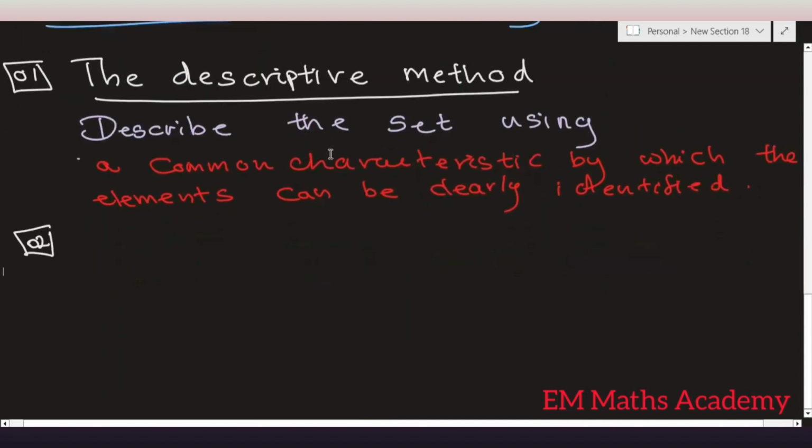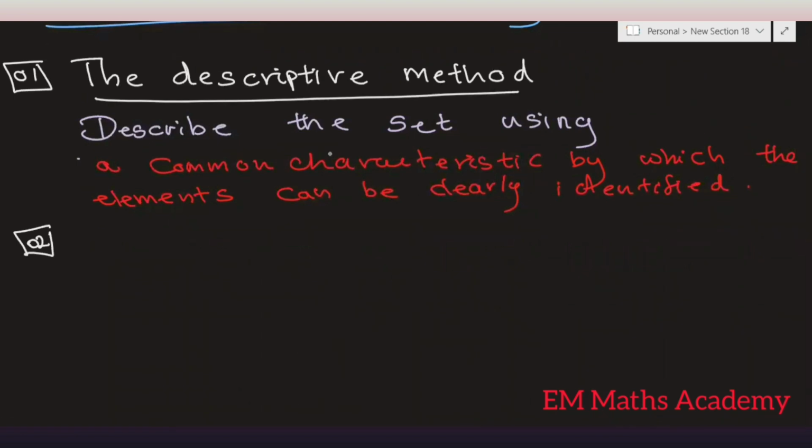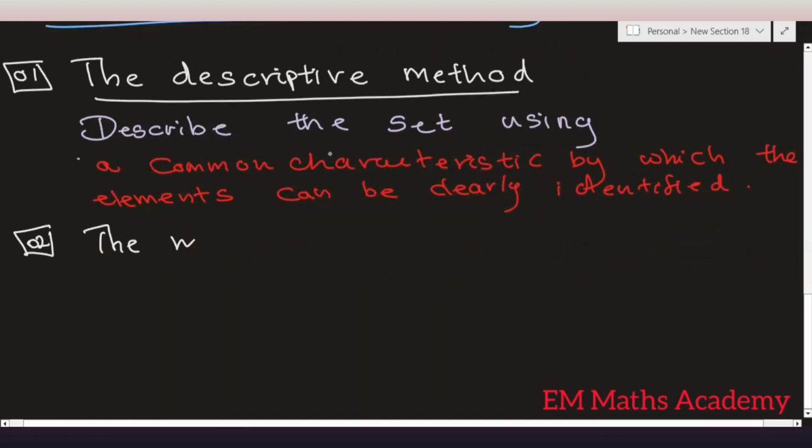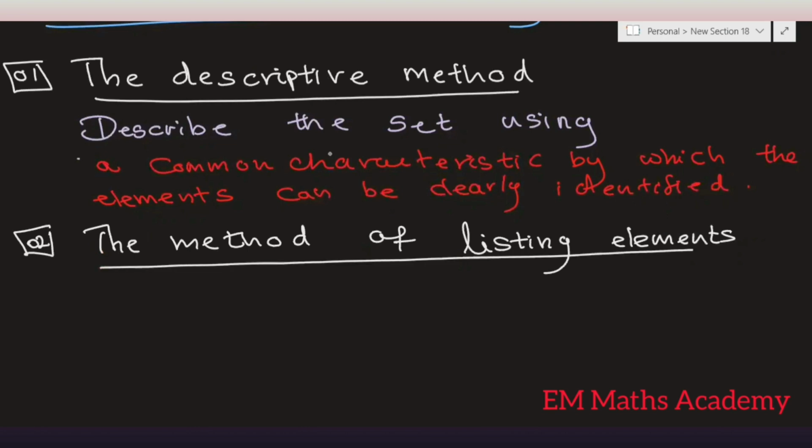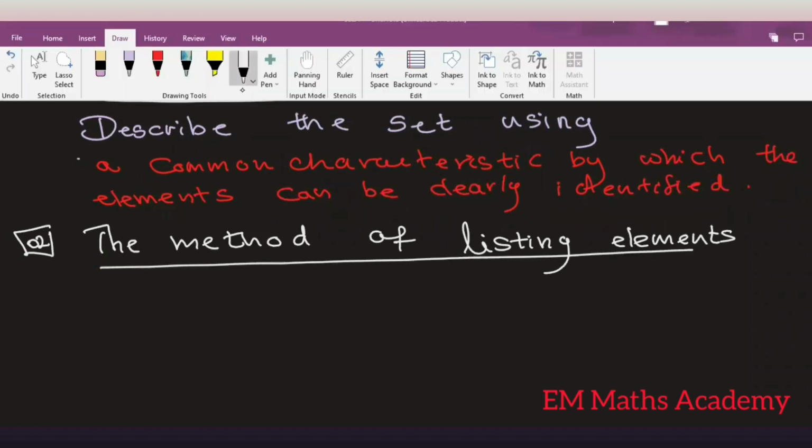Okay, then the second way is the method of listing elements. That means we list out the elements of a collection of items. We list out these items, because the collection of items included in a set is called the elements of the set. Okay, so we list out these.